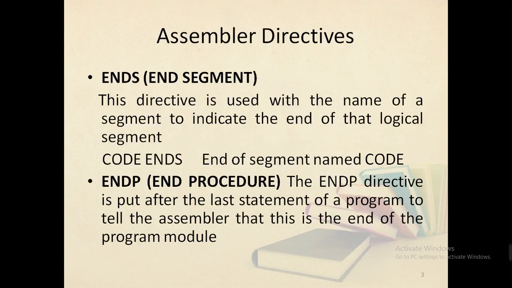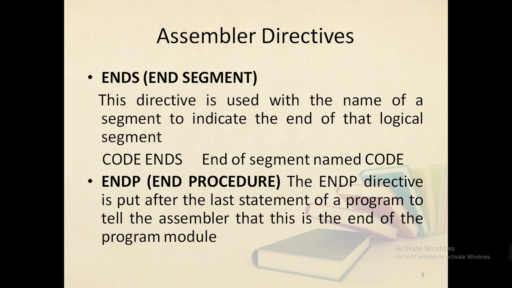And coming to the different types of assembler directives, the first one is ENDS, end segment. This directive is used with the name of a segment to indicate the end of that logical segment. Take one example: CODE ENDS, that means end of the segment named CODE.